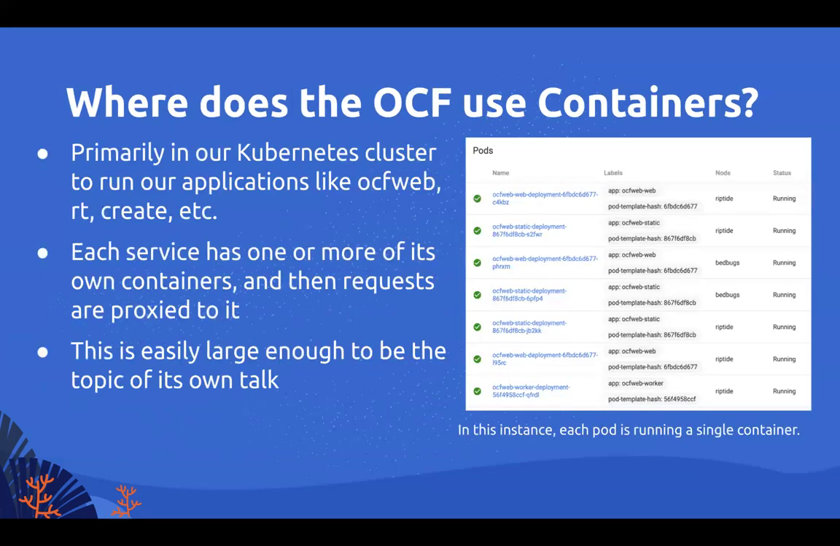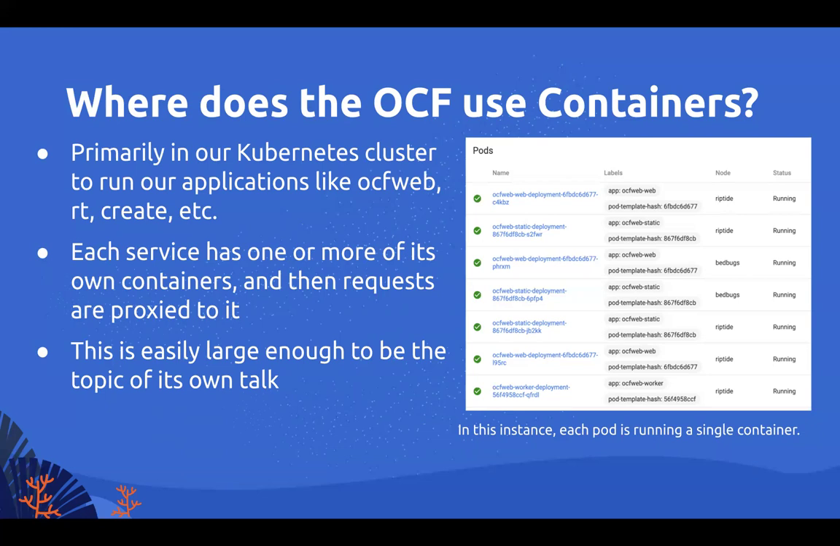And then how does it apply to the OCF? We use Kubernetes here to run all of our infrastructure, and all of our applications run off Kubernetes, and they have their own containers. OCF Web is a great example because we have three different types of containers: a web image, a static image, and a worker image. Kubernetes knows to run three of each of those types, so we have 3 containers for web, 3 for static, and 3 for worker. Kubernetes will spread them across the different servers, or nodes in Kubernetes parlance.